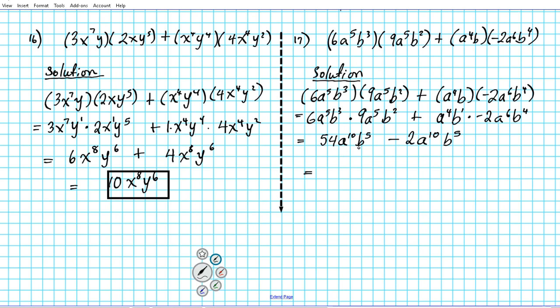54, so these are like terms, as we can see. The coefficients are both rationals, which are combinable, and then the variables are the same, and the powers of the variables are identical. So we have like terms here. Okay, so to simplify this, you just simply subtract the coefficients. 54 minus 4 is 54 minus 2 is 52, and you bring down the variable component a to the 10, b to the 5th.